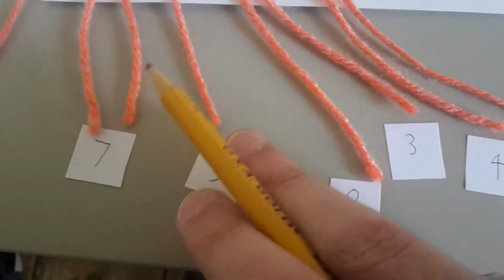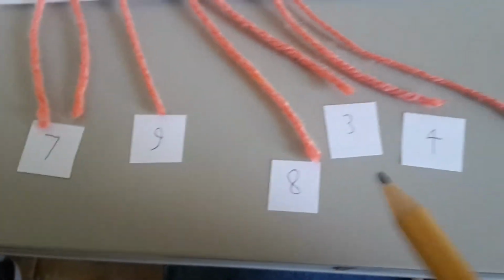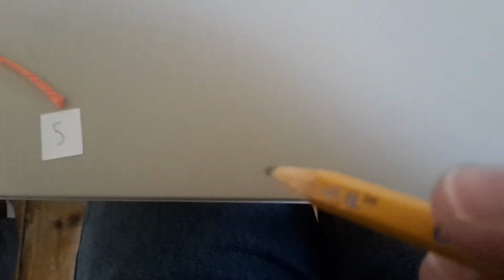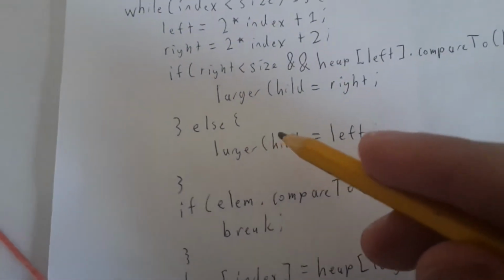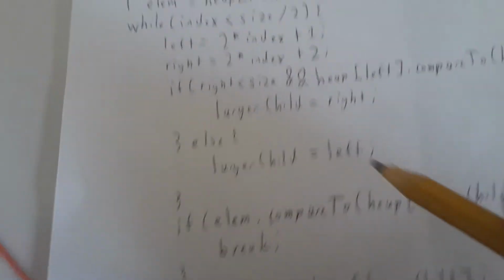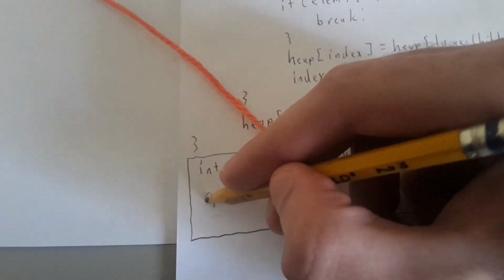It's a bit hard to see. That's 9. And the element at 2 is 8. So that is false because 9 is not less than 8. So we're going to go to this else branch, and we're going to say larger child is equal to left. So larger child is 1.